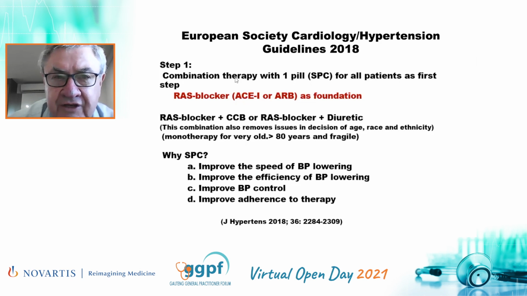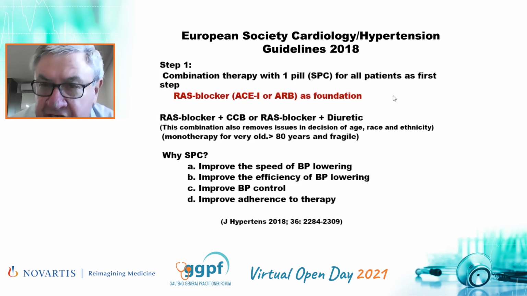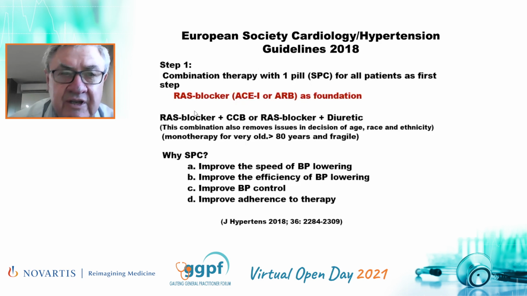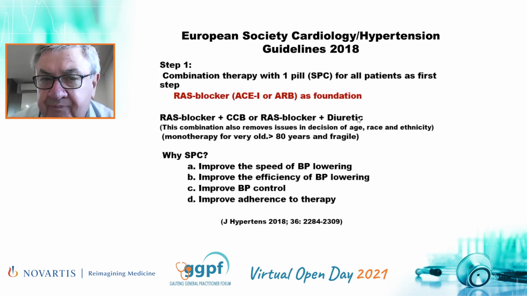Step 1, combination therapy with a single pill combination with 2 components for all patients as a first step. And a RAS blocker, renin-angiotensin system blocker, either an ACE or an ARB, is the foundation of treatment. So what they suggest is a RAS blocker, ACE or ARB, plus a CCB, or a RAS blocker, ACE or ARB, plus a diuretic. Now there's lots of controversy and discussion around the type of diuretic, but many of these huge guidelines do not really distinguish between a thiazide type and a thiazide-like. Thiazide type, hydrochlorothiazide. Thiazide-like is indapamide. Now, the British and South Africans favor indapamide, but diuretic is what the guidelines say.